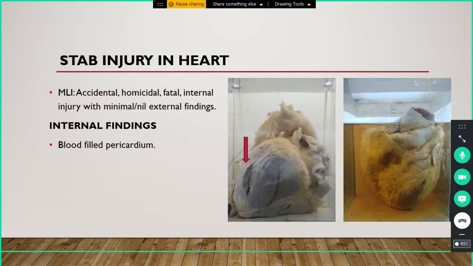The red arrow, this is a specimen of a heart. The red arrow shows stab injury in heart. The internal findings during the autopsy will be, the pericardium will be completely blood filled, showing the features of cardiac tamponade.